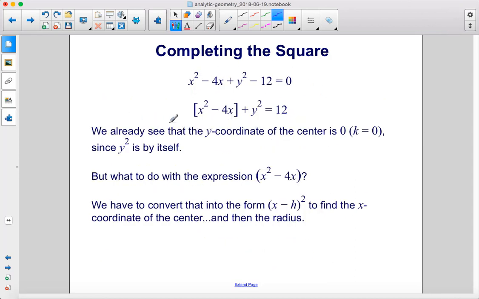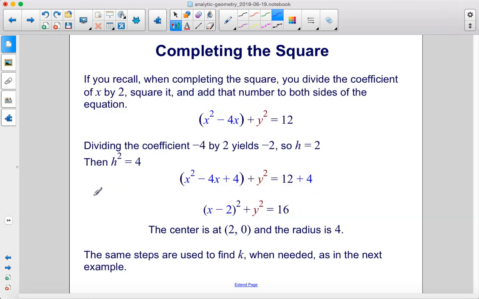We already see that the y-coordinate of the center is 0, k equals 0, since y squared is by itself. But what to do with the expression x squared minus 4x? We have to convert that into the form (x minus h) squared to find the x-coordinate of the center and then the radius. If you recall, when completing the square, you divide the coefficient of x by 2, square it, and add that number to both sides of the equation.